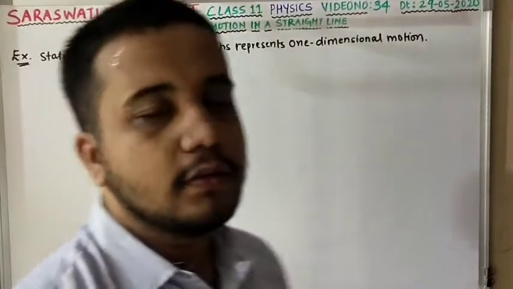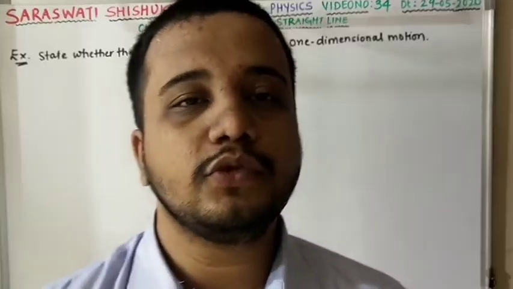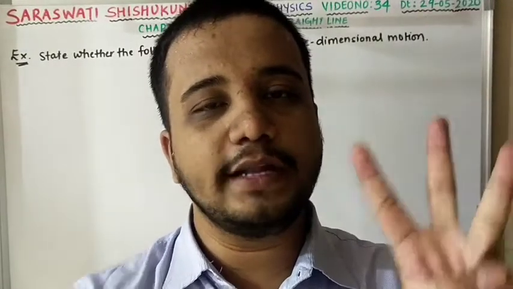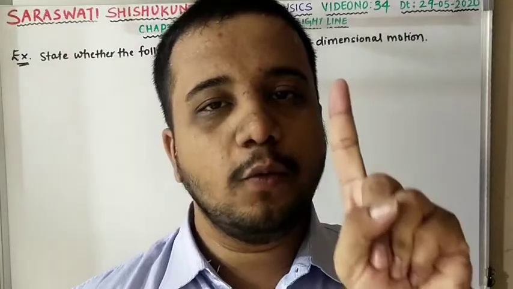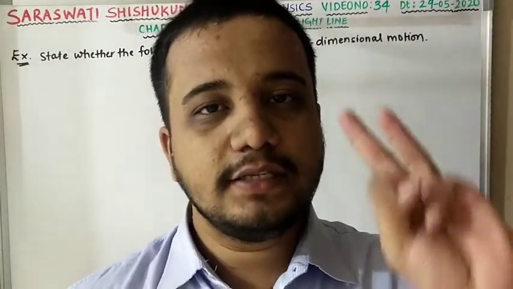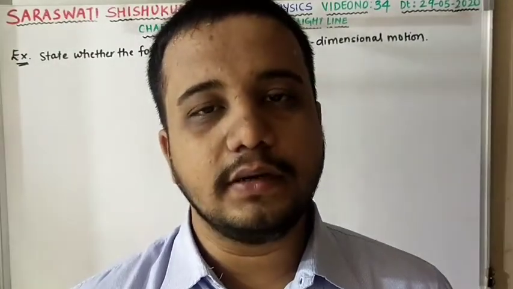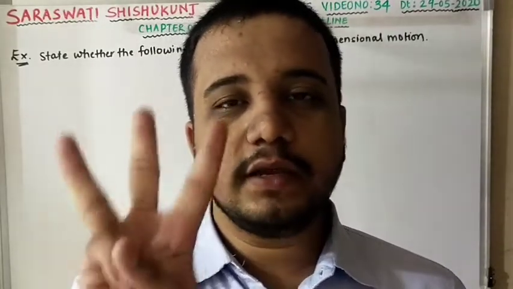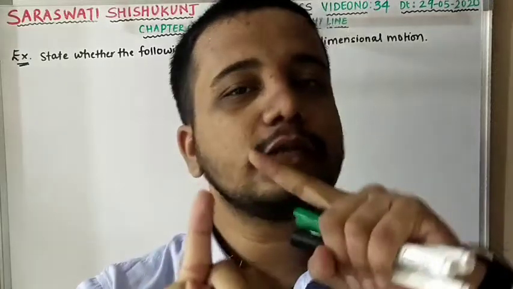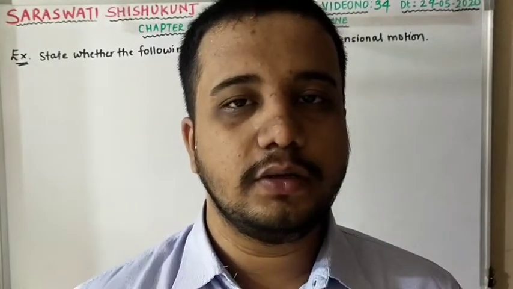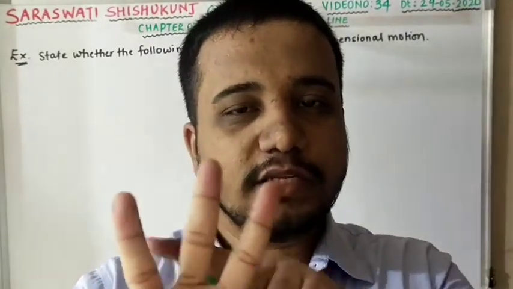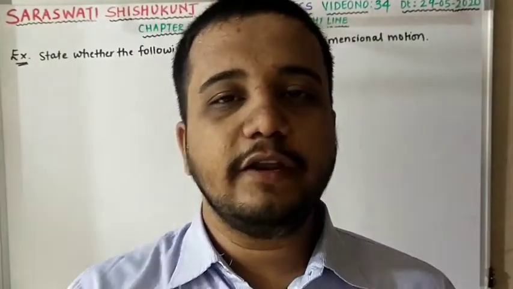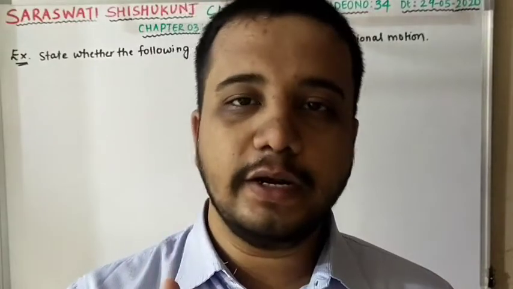Now remember over here, what is one-dimensional motion? We know that out of three position coordinates x, y and z, if any one changes with respect to time, and the rest remain constant, then such type of motion is known as one-dimensional motion. Out of these three coordinates, if two change and one remains constant, then it is two-dimensional motion. And if all three change with respect to time, then it is known as three-dimensional motion.